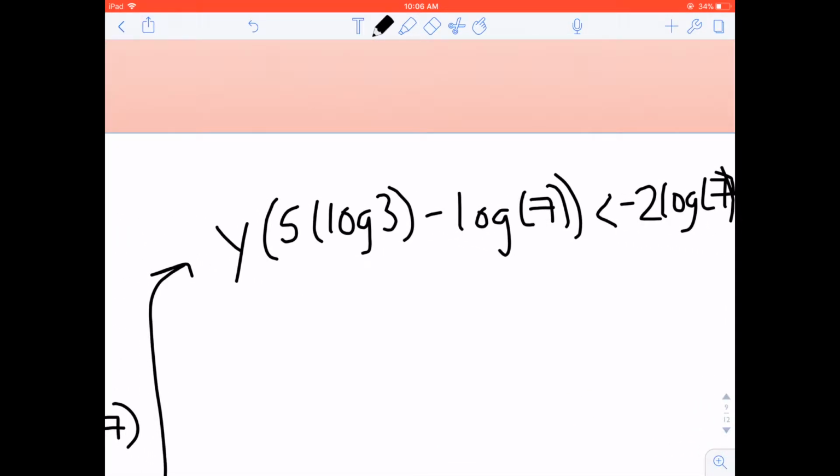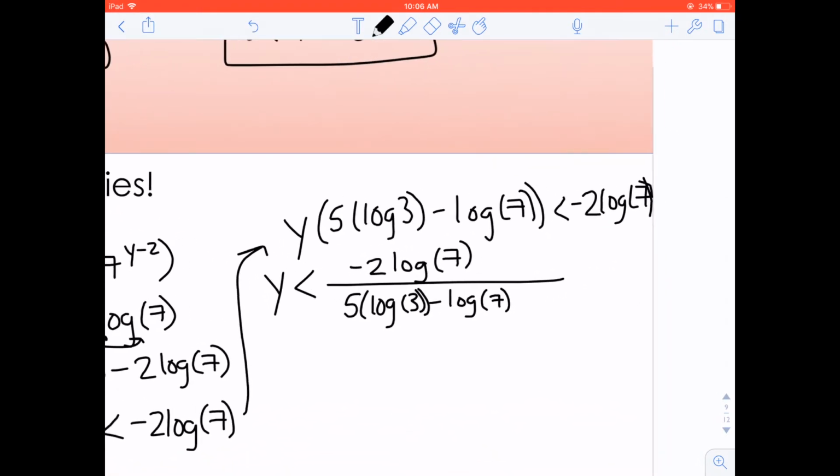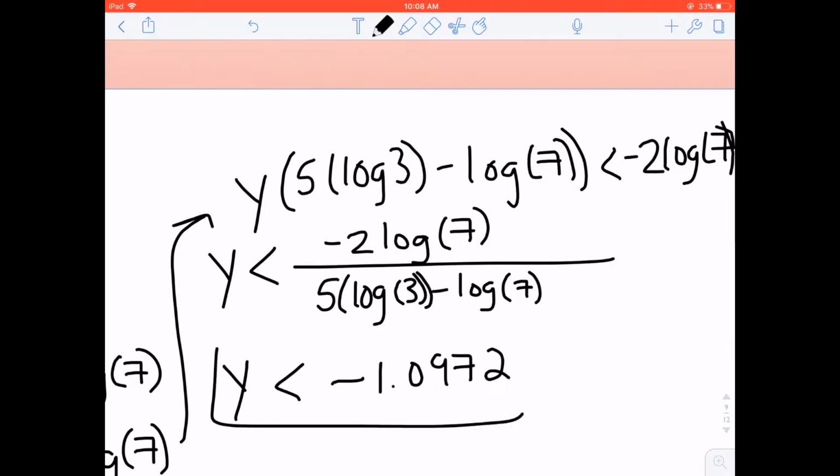Now I have y alone, so I'm going to divide both sides. So I'll get y is less than negative 2 log of 7 divided by 5 times log of 3 minus log of 7. All right. Now I just have to punch that in my calculator like I have been doing. So that's going to give me that y is about less than negative 1.0972. And that's my final answer.